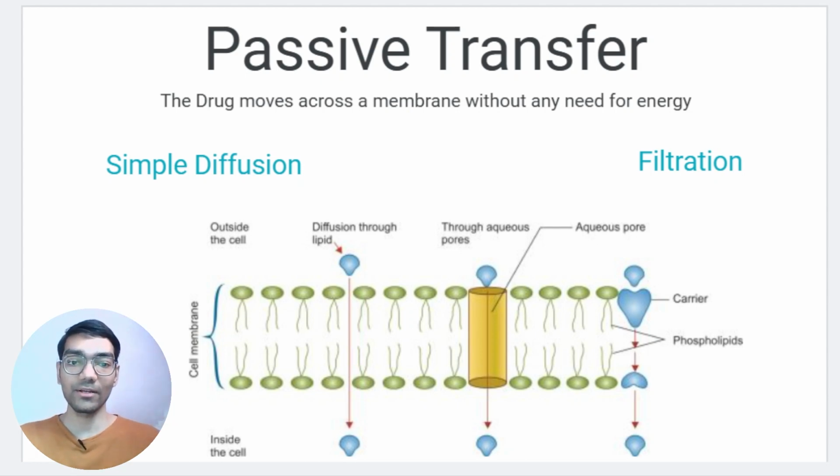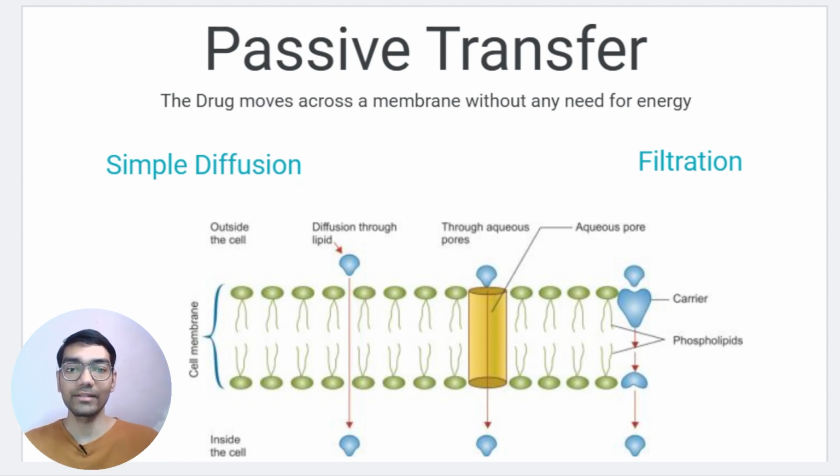Passive transfer of drug uses basic laws of physics, which is movement from higher concentration to lower concentration to achieve a state of equilibrium. In passive transfer, there are two types: simple diffusion and filtration. In simple diffusion, drugs which are lipid soluble or unionized are transferred via simple diffusion. The speed of diffusion depends on the degree of concentration gradient, lipid solubility and ionization. Sometimes simple diffusion is also known as lipid diffusion because most drugs follow this as they are lipid soluble.